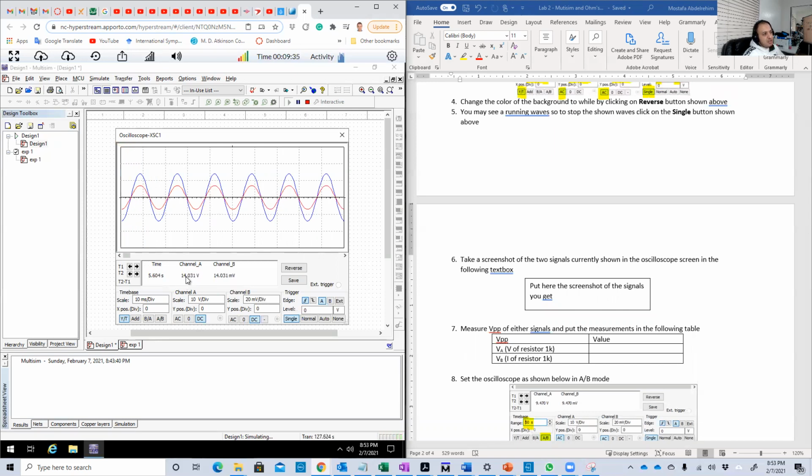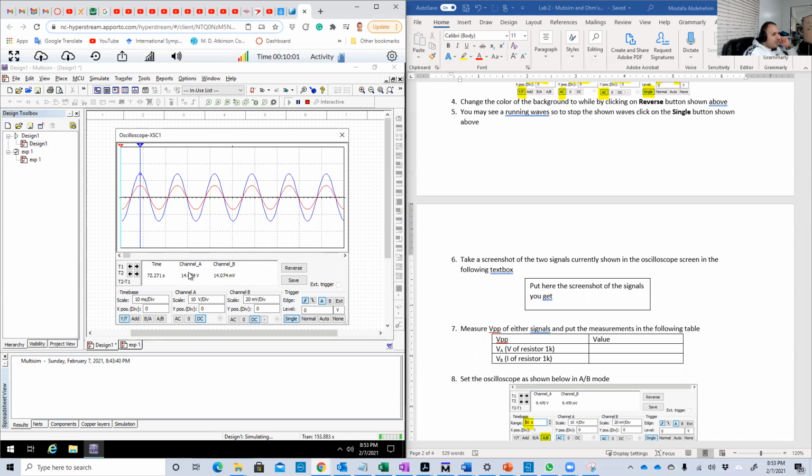So channel A is 14.031. One may say also channel B is changing. When I move this marker, channel B is changing. You see this guy is also changing, because the marker will point to one of the signals, but it will measure everything that the marker crosses. So the marker also crosses through channel B, which is red. So it also gives you its reading.